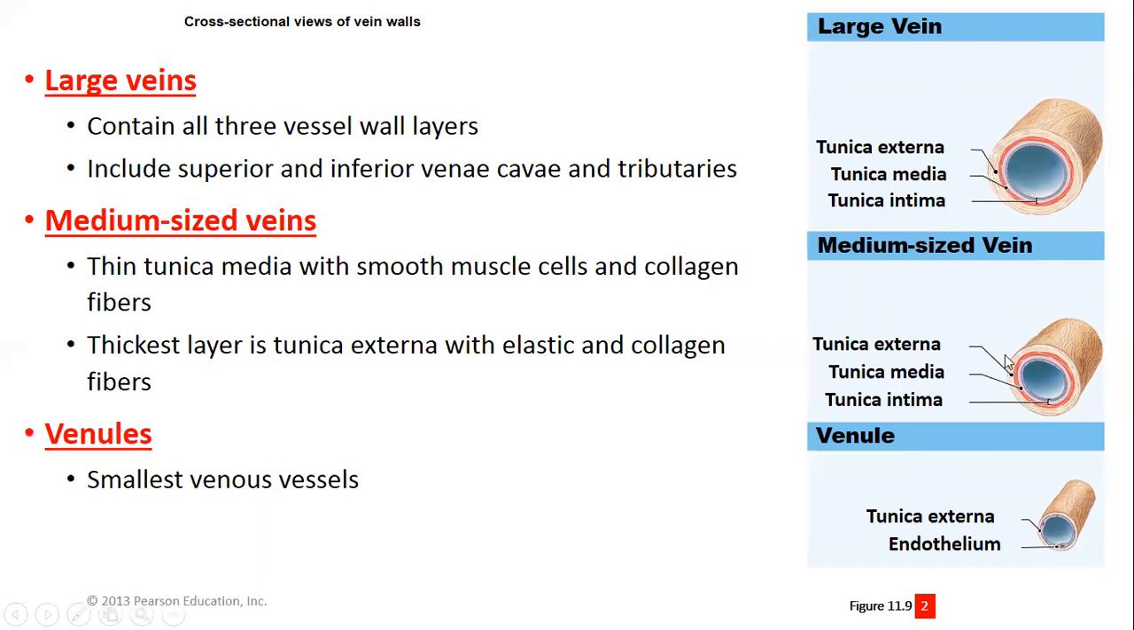There's no muscle until you reach a medium-sized vein and a larger vein. And a larger vein would be like the vena cavas, the superior and inferior vena cava. That would be an example. Then those are what connect directly to the right atrium in the heart, so one of the chambers of the heart.